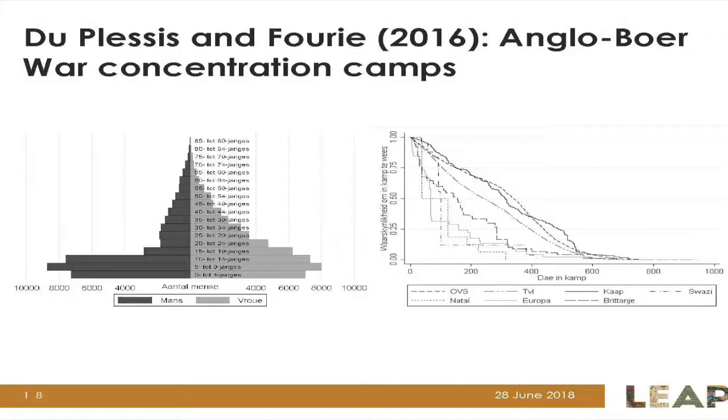Sorry, these slides are in Afrikaans. This was a paper published on the Anglo-Boer War concentration camps. So Elizabeth van Heyningen was wonderful in giving us what must have been a several year long exercise in transcribing concentration camp information, more than 100,000 individuals.